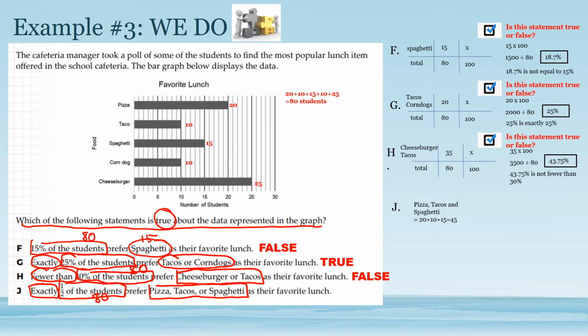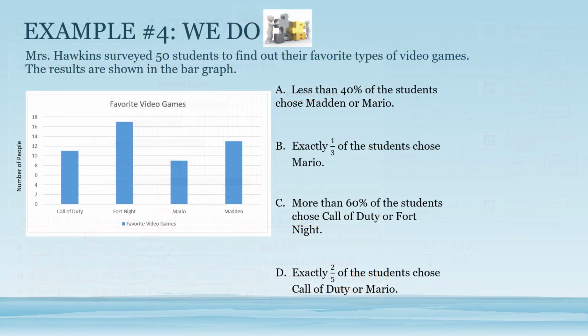What does half mean? Half means we're going to be dividing the total by 2. So 80 divided by 2 is going to give us 40. 40 is half. So is this statement true or false? "45 is not half of 80." So if you answered false, you are correct.